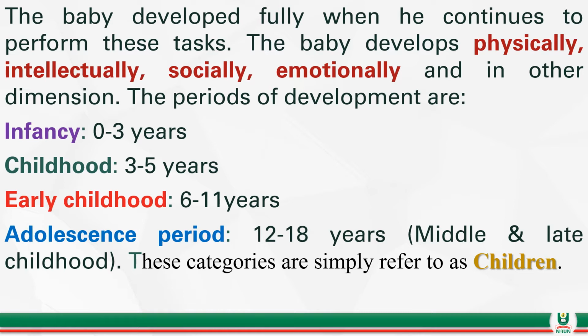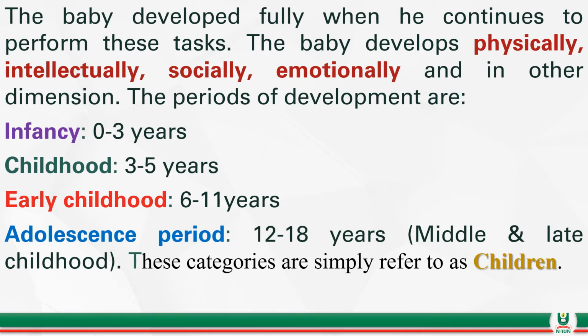The baby develops physically, we'll see physical changes. A baby that we usually put on our hands has changed to a baby that has now started walking or crawling. So physical changes have occurred. Then there are intellectual changes also. There are social changes and there are emotional changes. So a baby develops physically, intellectually, socially, and emotionally. The periods in which these developments occur are graded into 4.